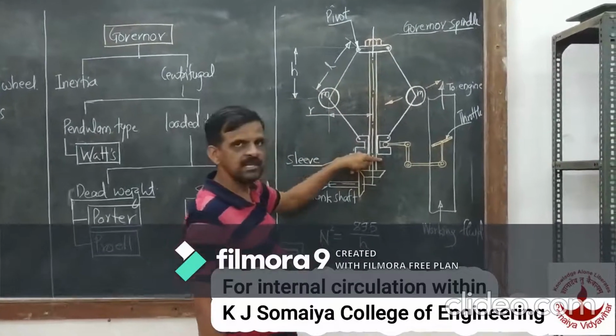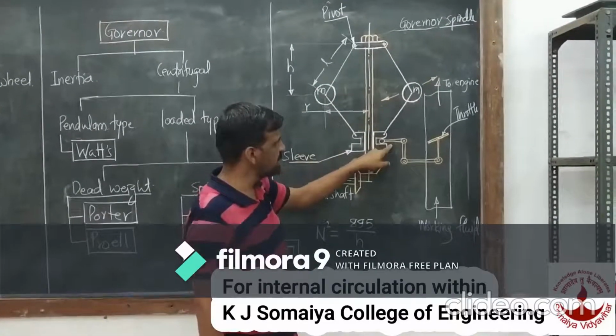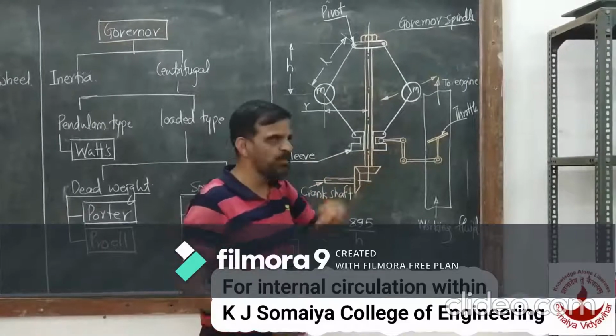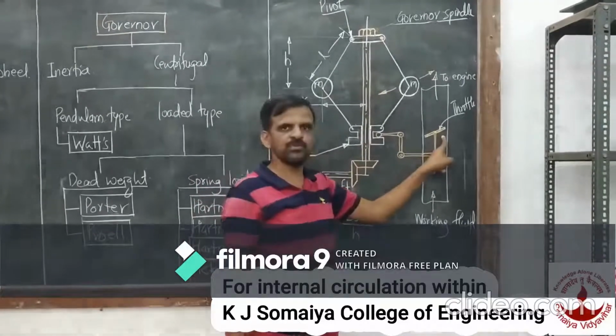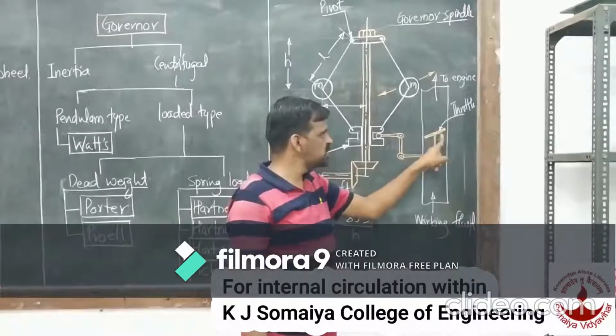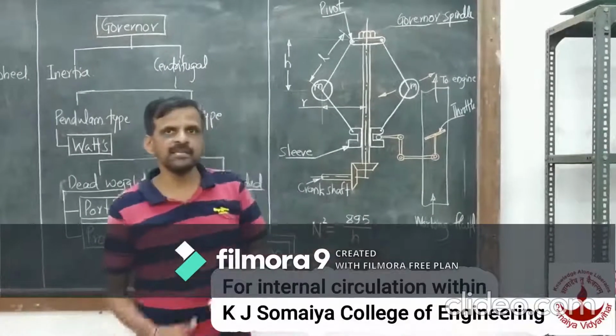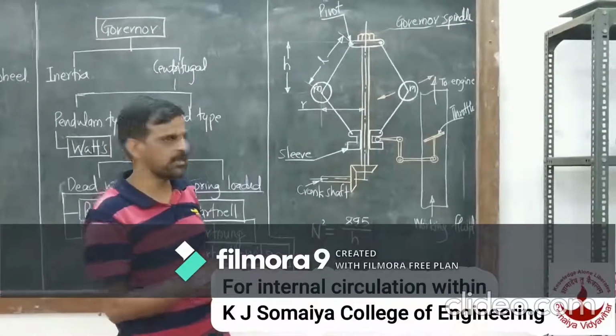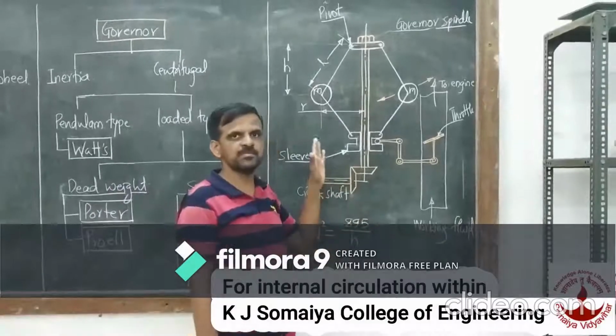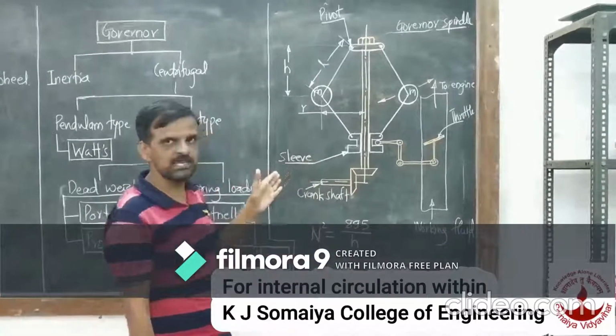When the sleeve is lifted in the upward direction, it is further connected through the proper linkages to the throttle valve of the IC engine, and this will either increase or decrease the fuel quantity which is supplied to the IC engine based on the speed at which your engine is working.